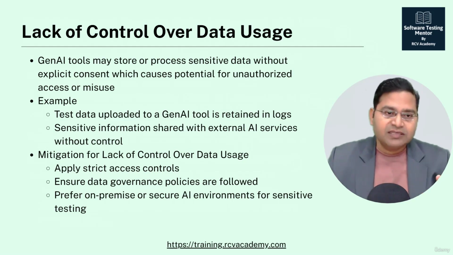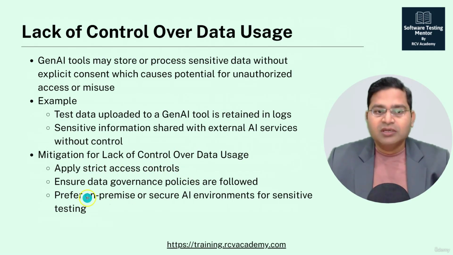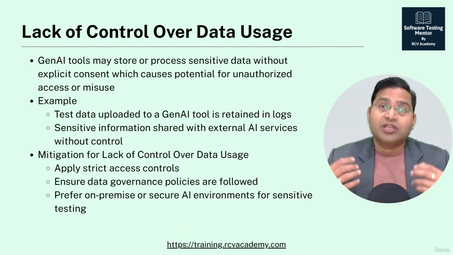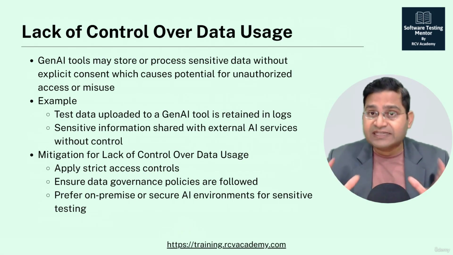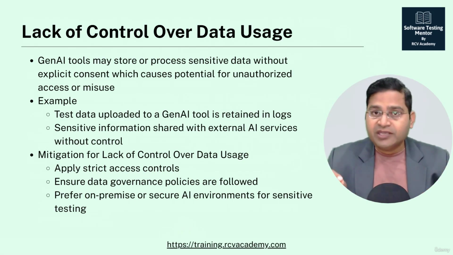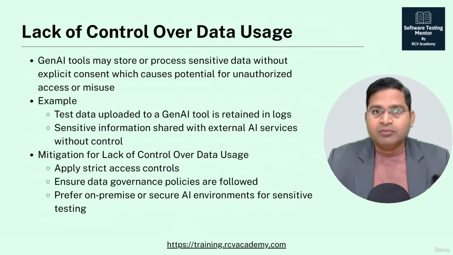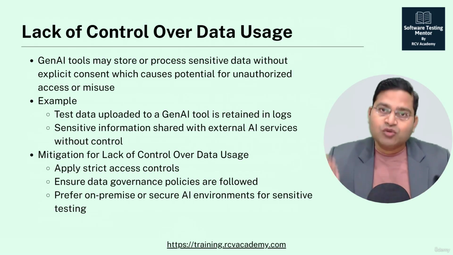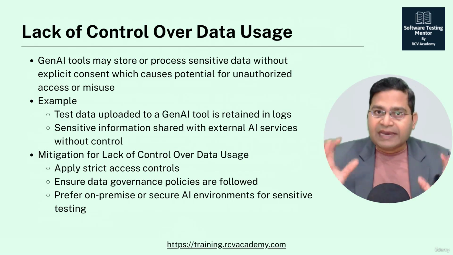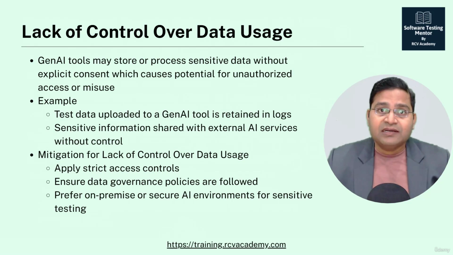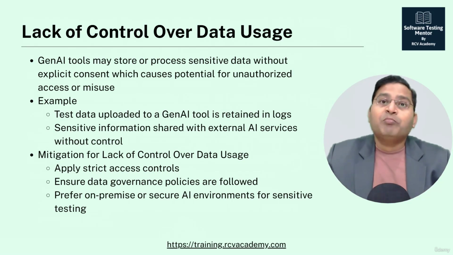Now, mitigation for this is that you apply strict access controls, you ensure data governance policies are followed, and you prefer on-premise or secure AI environments for sensitive testing. When you have sensitive testing, make sure you do not use the public generative AI tools that are available to the public. It has to be either on-premise, which gives full control, or your organization has full control of that model and the data and the storage, where exactly that data and the chat information and the logs are being stored. Are they in a secure environment or private cloud?